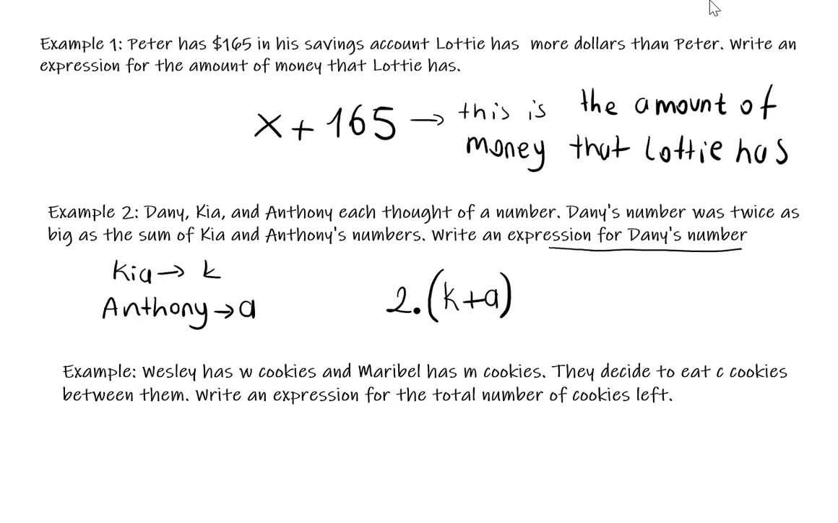Okay, the last one. Weasley has W cookies and Maribel has M cookies. They decided to eat C cookies between them. Write an expression for the total number of cookies left. The number of cookies Weasley and Maribel have before they eat any is W plus M. So, once they have taken away by eating them, there will be W plus M minus C cookies.